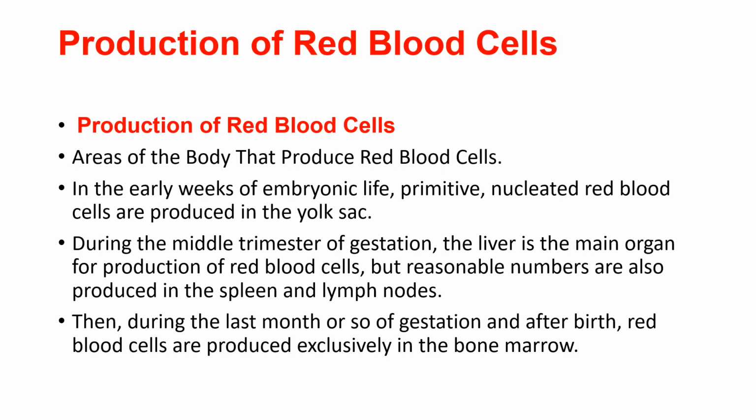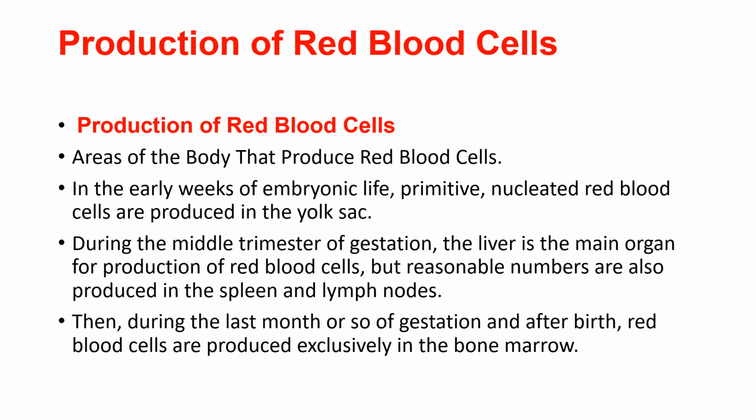Production of red blood cells. Areas of the body that produce red blood cells. In the early weeks of embryonic life, primitive, nucleated red blood cells are produced in the yolk sac. During the middle trimester of gestation, the liver is the main organ for production of red blood cells, but reasonable numbers are also produced in the spleen and lymph nodes.